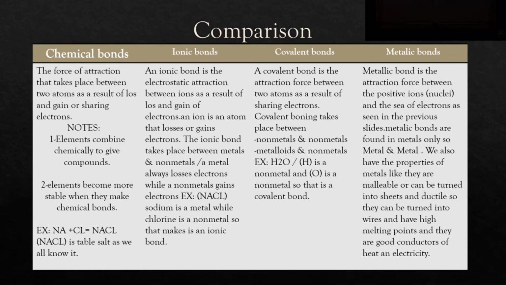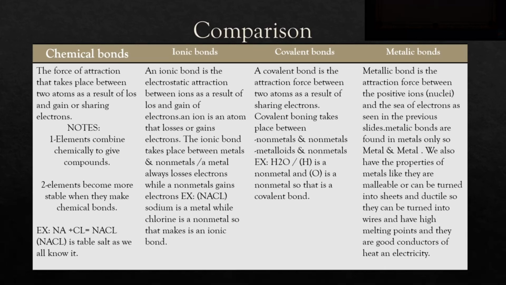Ionic bonds. An ionic bond is the electrostatic attraction between ions as a result of loss and gain of electrons. An ion is an atom that loses or gains an electron. So if it loses, it becomes a positive ion, and if it gains one more electron, it becomes a negative ion. The ionic bond takes place between metals and nonmetals, and this is a fact. A metal always loses electrons, while a nonmetal always gains electrons. Example, NaCl. Sodium is a metal, while chlorine is a nonmetal, so that makes it an ionic bond.